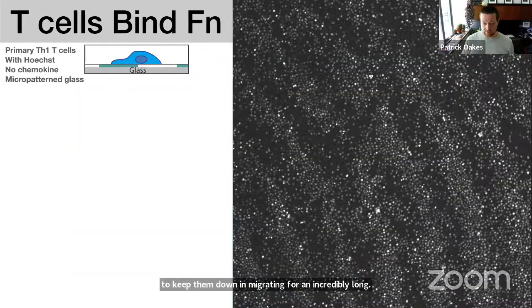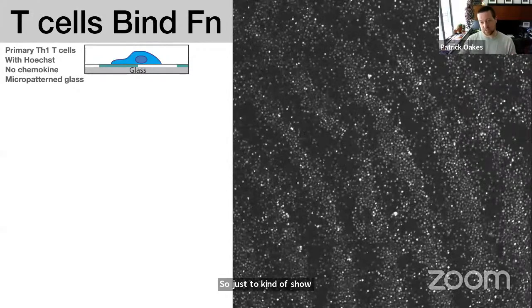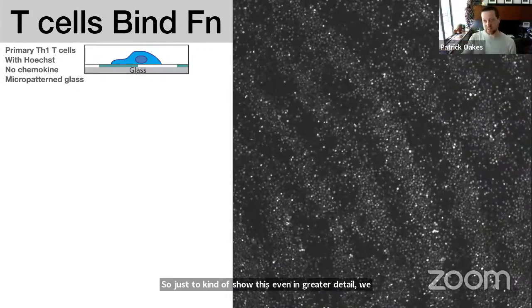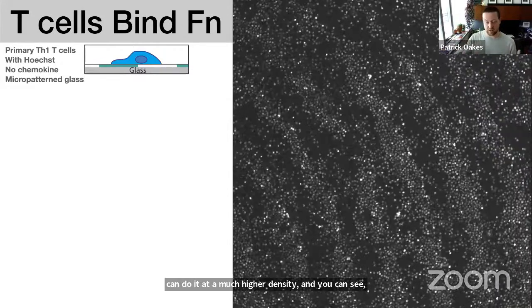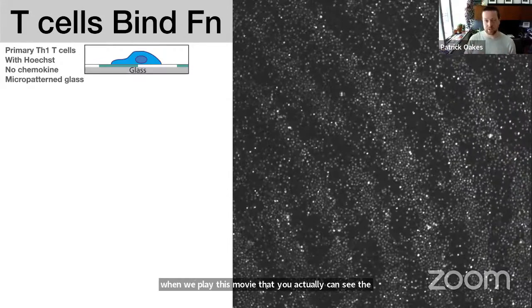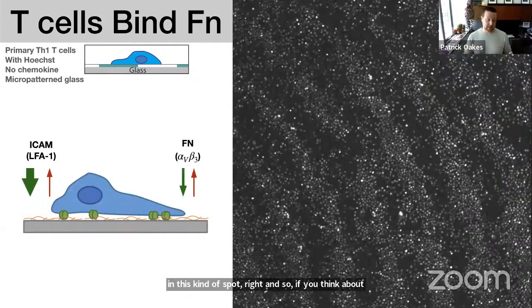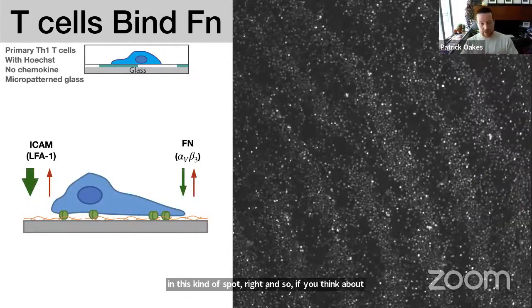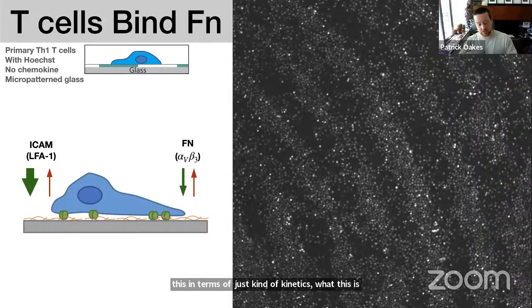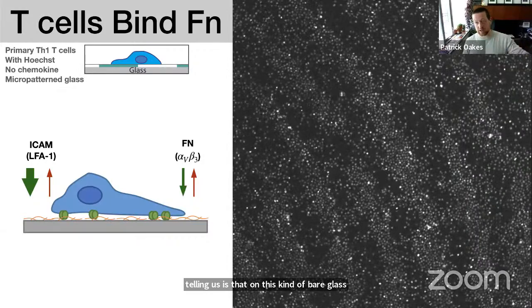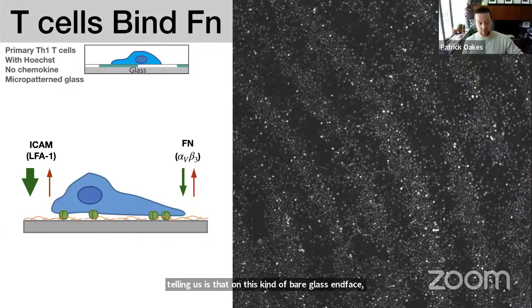So just to show this in even greater detail, we can do it at a much higher density. And you can see when we play this movie that you actually can see the rings of where the fibronectin is, just from the fact that all the cells are clustering and lumping up in this spot, right? If you think about this in terms of kinetics, what this is telling us is that on this bare glass interface, or sorry, 2D glass interface, ICAM is doing an incredible job of binding to the substrate and keeping the cell held down there.